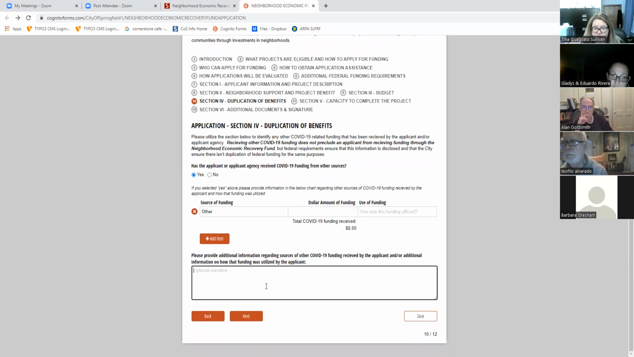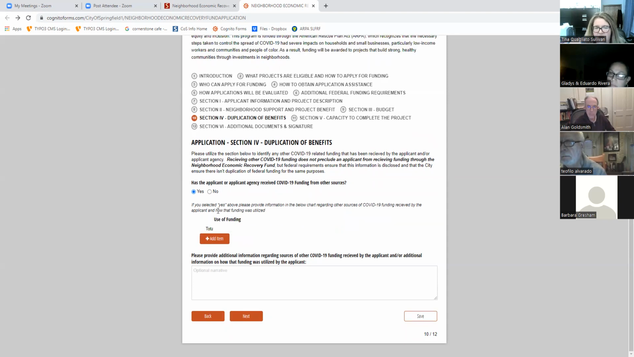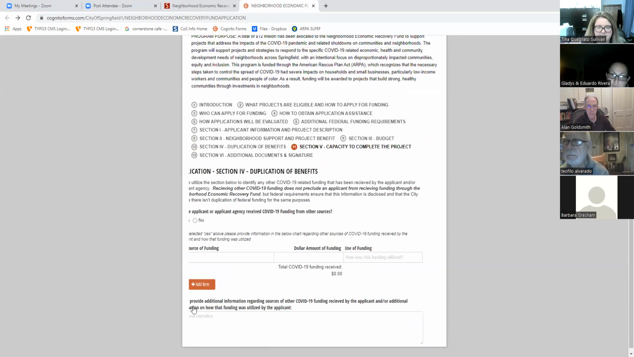And then there's also an additional optional narrative box here if you want to describe that. Obviously, unemployment funding shouldn't apply unless you are an individual, like doing business as, then you might want to disclose it. But if you're an organization or an entity, you're probably not looking to disclose that. It's more along the lines of some of these other grant funding options that were available.